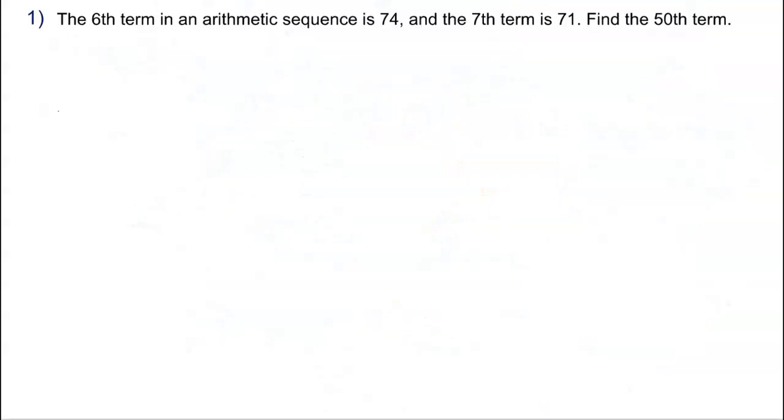This question says the sixth term in an arithmetic sequence is 74 and the seventh term is 71. Find the 50th term. So the first thing we have to do is recognize this is an arithmetic sequence. An arithmetic sequence means that it's a type of sequence where you have some starting value and you are adding a difference to that every time. So we'll call that difference that we're adding a d value.